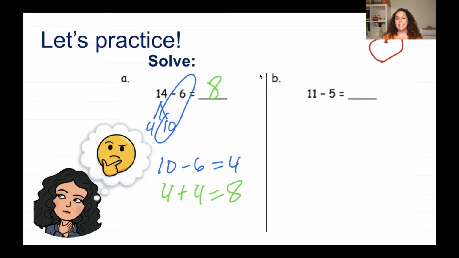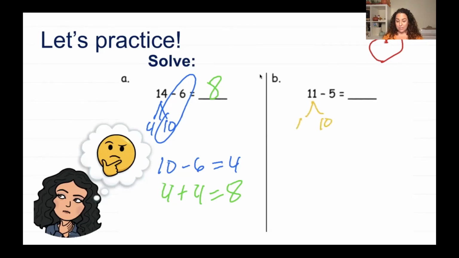Okay, but if you don't know, this is one strategy that you can use, and you can also practice using this strategy because it'll help you with bigger numbers later on when you get into harder math. So we have 11 take away 5, and we decomposed 11 a lot today. I think we overused that number a little bit.